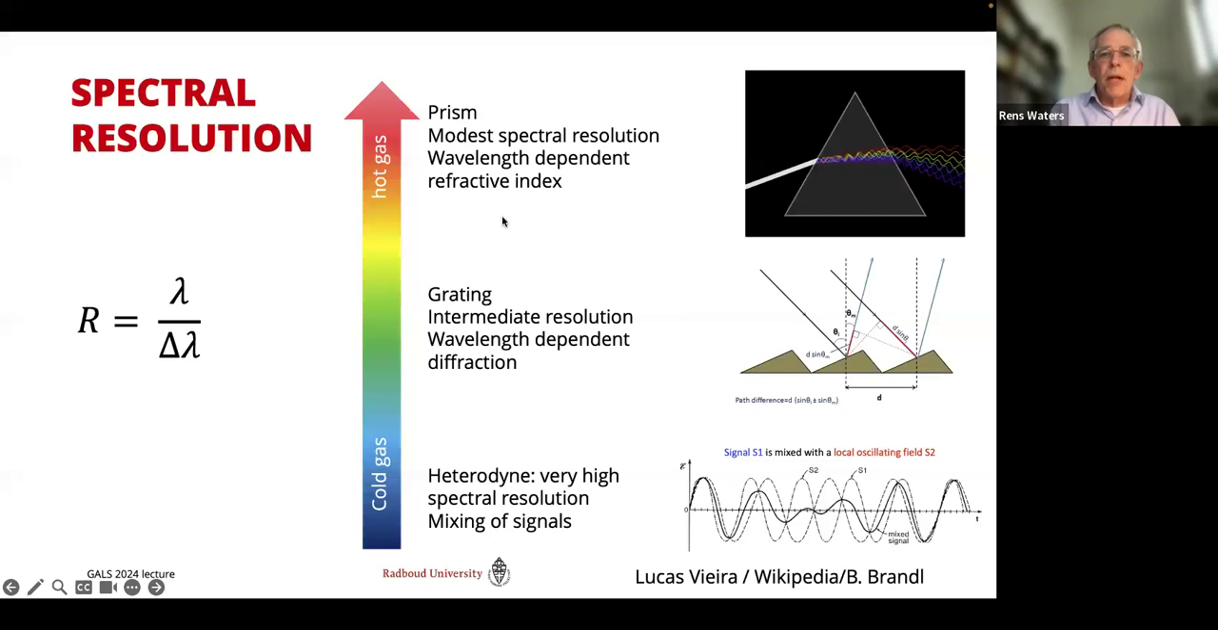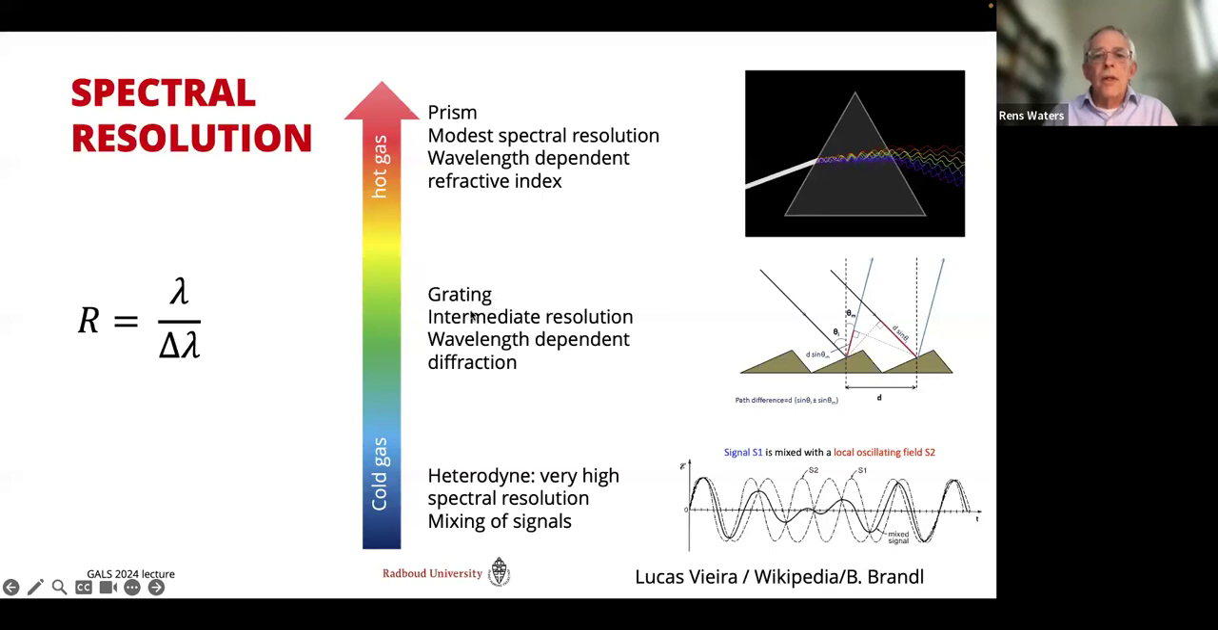I thought it was probably better to give you an overview of this very conceptually rather than to go into very detailed descriptions of instruments one by one, because that also gets very boring very quickly. But here is an overview of what many different instruments offer. They either use a prism, which gives you a modest spectral resolution, and the principle behind that is the wavelength-dependent refractive index of the material of which the prism is made.